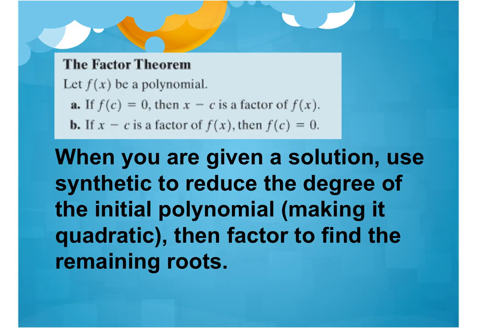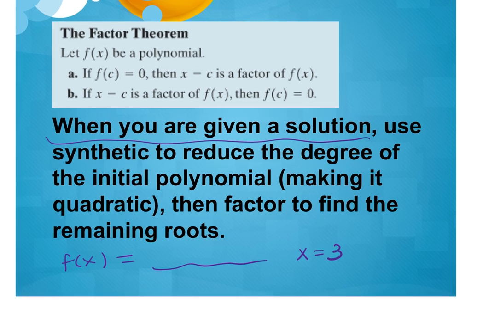Okay, so now this brings back in that factor theorem, which basically says if f of c equals 0, then x minus c is a factor of f of x. And if x minus c is a factor of f of x, then f of c equals 0. So if you are given a polynomial, f of x equals blah, blah, blah, and then it says you have a solution that is 3, then we're going to use that solution.